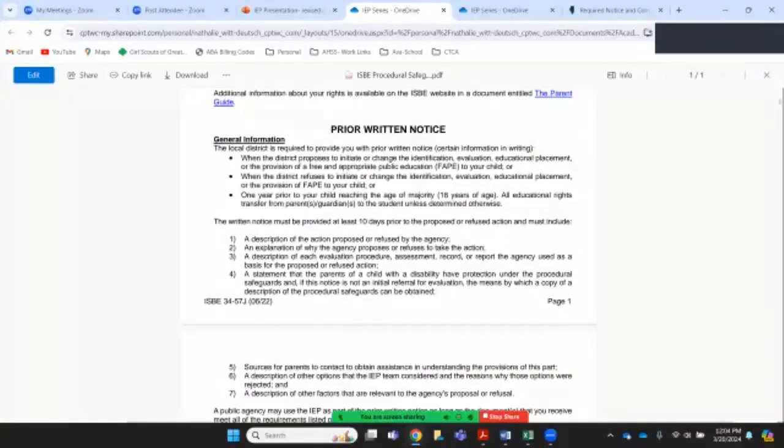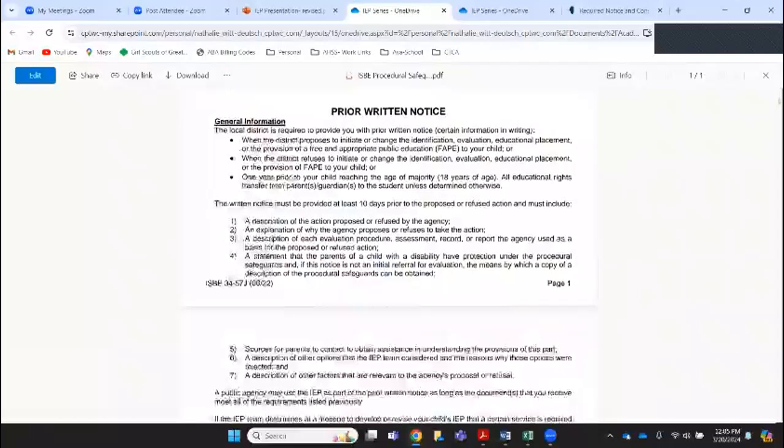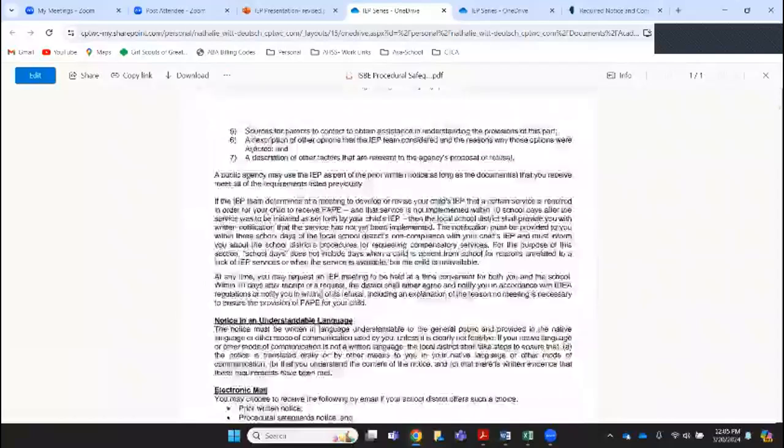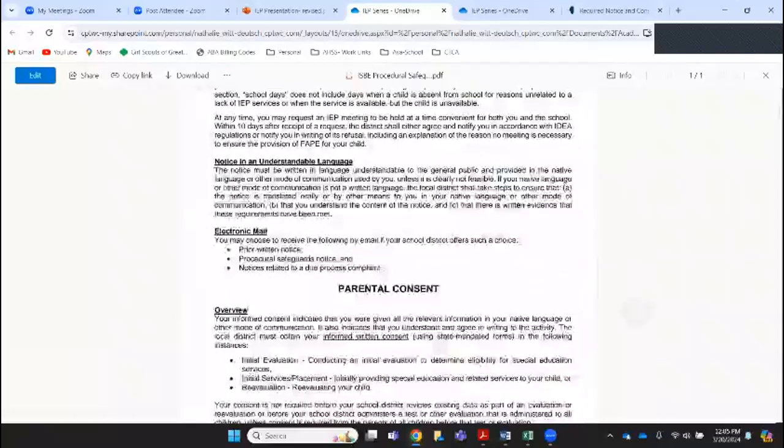So prior written notice, they have to give you written notice 10 days prior to any changes that may happen to the IEP, whether it's adding something or taking something away or revising something that's already in there. They have to provide you at least 10 days notice of that to indicate that a change is going to be made. The notice needs to be provided in understandable language. Your school or school district could also offer you the choice to provide it via email. So it's not physically sent through the mail. They can also do it electronically.